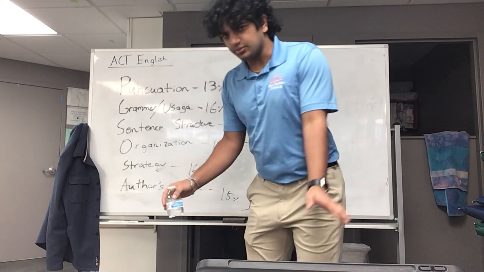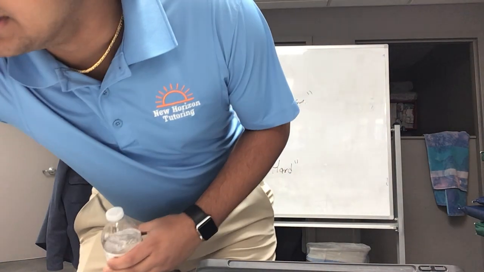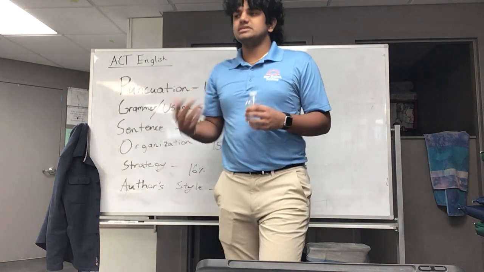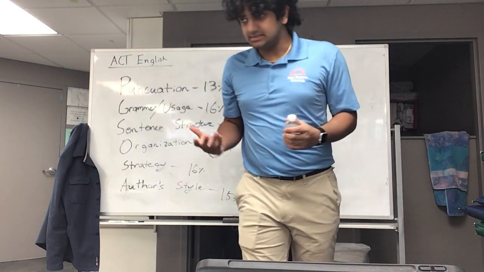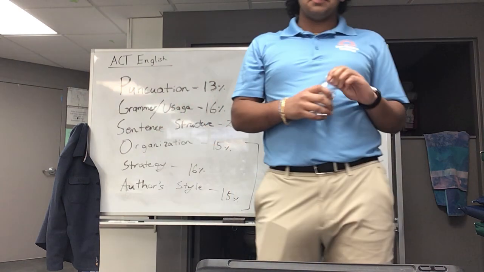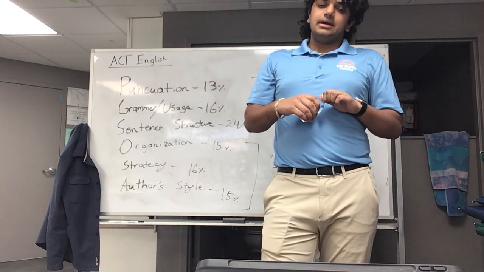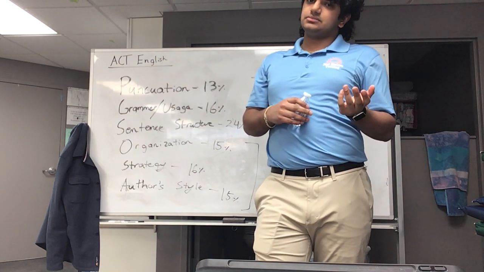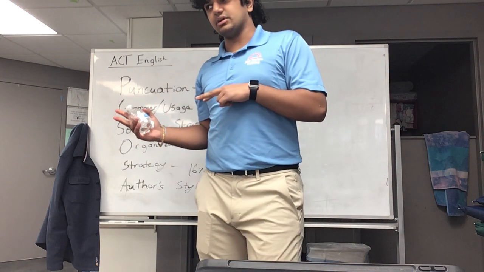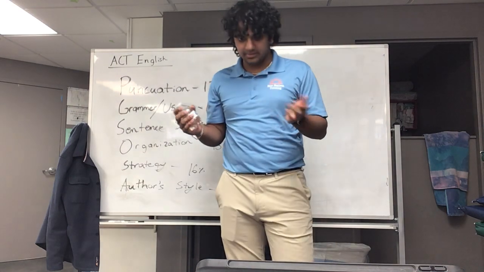So let's just start with... Ooh, someone just came in. Let's just start with: what does the ACT English test look like? In general, the ACT defines its English test as something that covers standard usage and mechanics and rhetorical skills. So those are just two different categories that we'll cover, and we'll talk about what those mean in a minute.